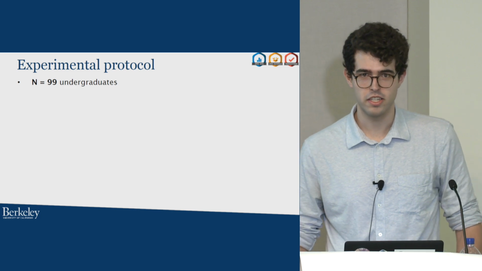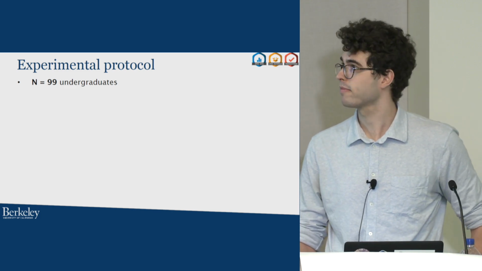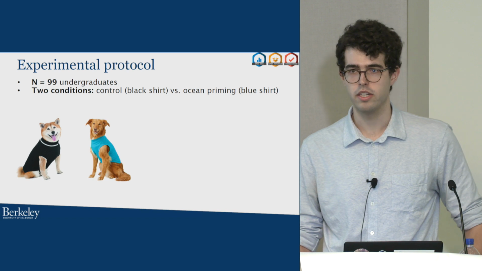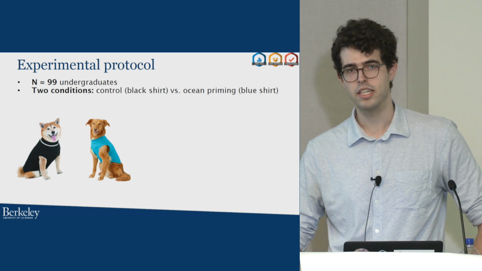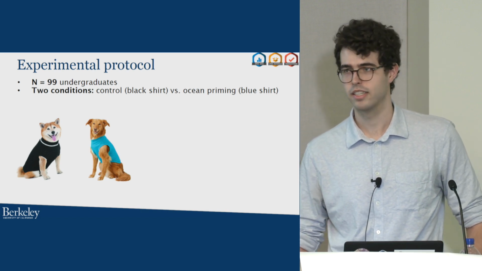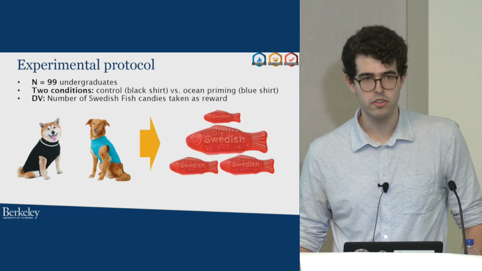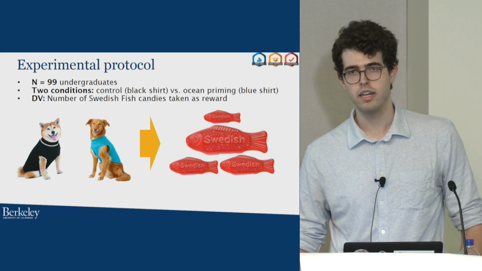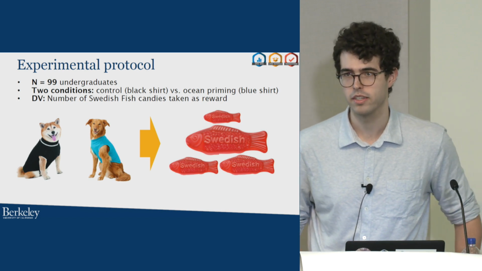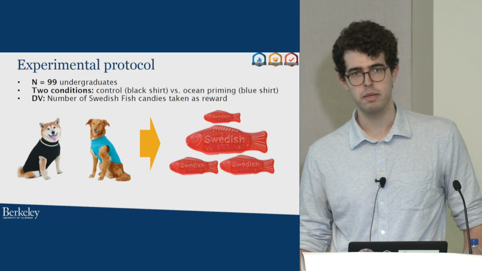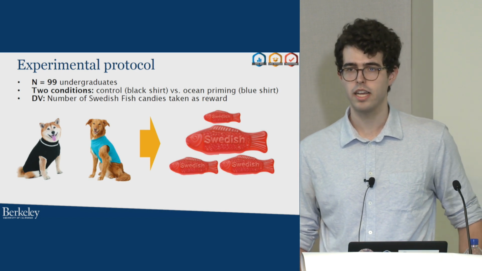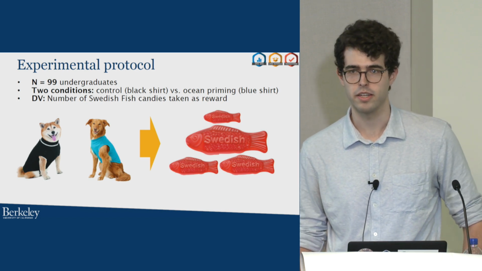So in classic traditions of psychology, we have 99 undergraduates as our sample. And we've got two conditions shown by our dog models here. We have a control condition where the experimenter is wearing a black shirt, and we have an experimental condition, an ocean priming condition, if you will, where the experimenter is wearing a blue shirt. Then we have people complete an unrelated survey, and our dependent variable, our outcome variable, is how many Swedish fish they ask for as a reward once they've completed the survey. So our expectation is that there's going to be a difference between people who see the blue shirt versus the black shirt in the number of Swedish fish they take. Maybe they'll take fewer because they feel like they shouldn't be eating fish anymore. Maybe they'll take more because now they're hungry.